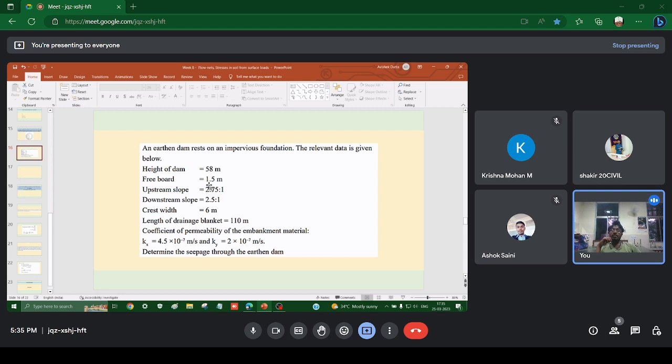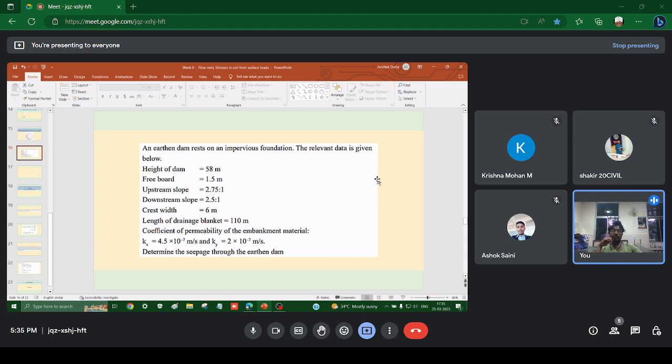An earthen dam rests on an impervious foundation. The relevant data is given below. Height 58, freeboard 1.5, upstream slope 2.75 is to 1, downstream slope is 2.5 is to 1, crest width is 6 meter, and length of the drainage blanket is 110 meter. Coefficient of permeability of the dam material is kx in the horizontal direction 4.5 into 10 to the power minus 7 meter per second, and ky 2 into 10 to the power minus 7 meter per second. Determine the seepage through the earthen dam.